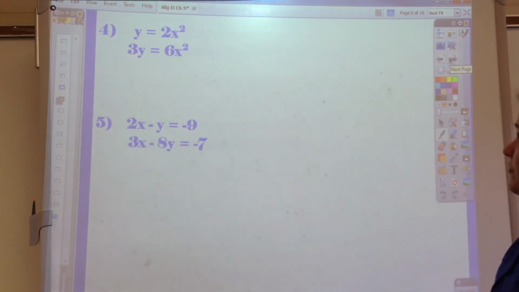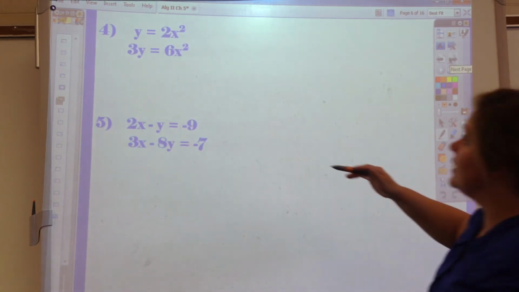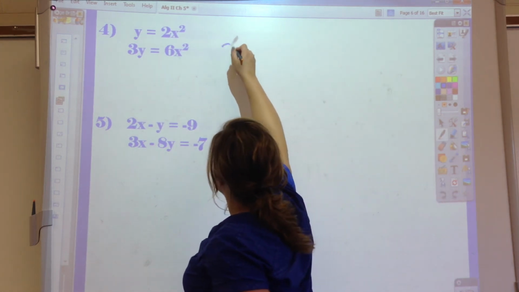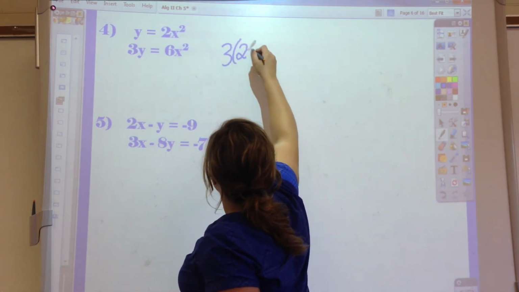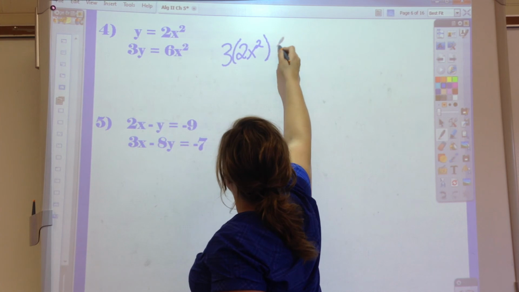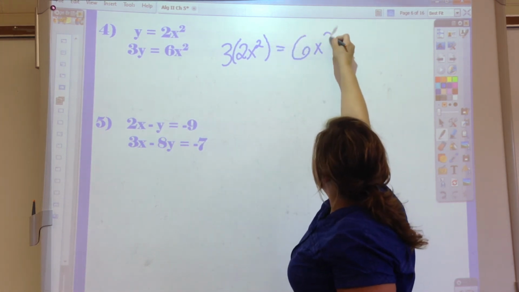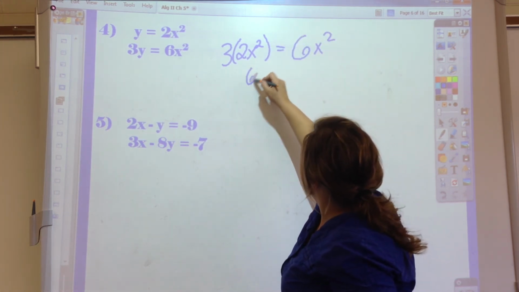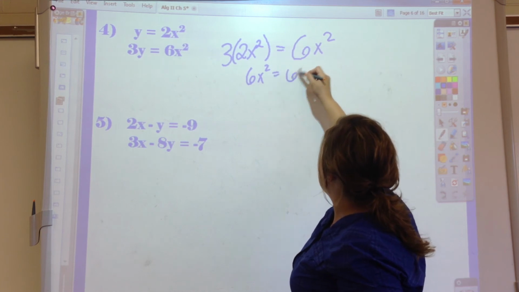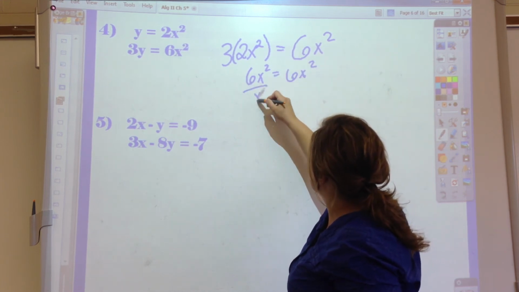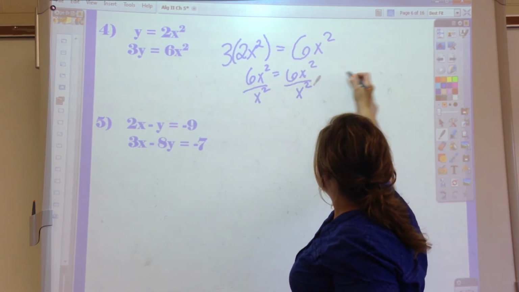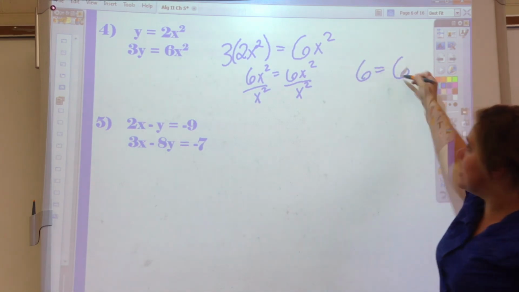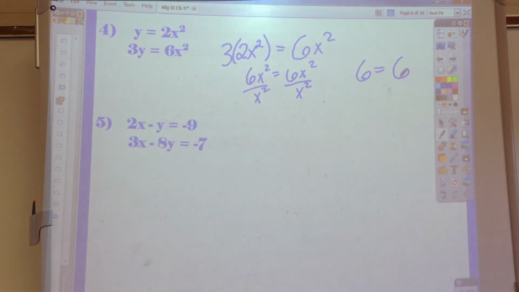All right, let's try number 4. Let's plug in y as 2x squared into equation number 2. And what do you notice here? Here I get 6x squared. I could divide both sides by x squared to get rid of it. And notice that now I have a true statement. Does 6 equal 6? Absolutely it does. It always equals 6. So how many solutions do I have?